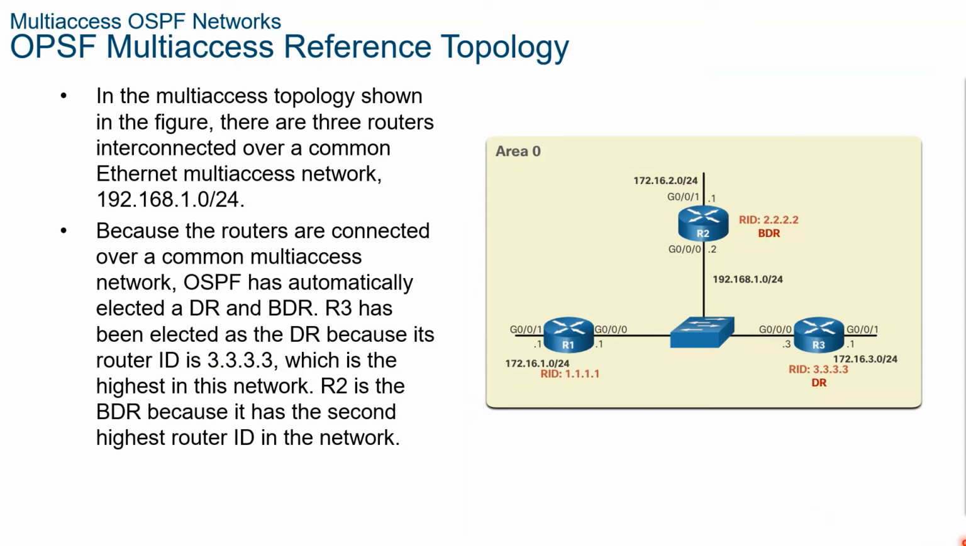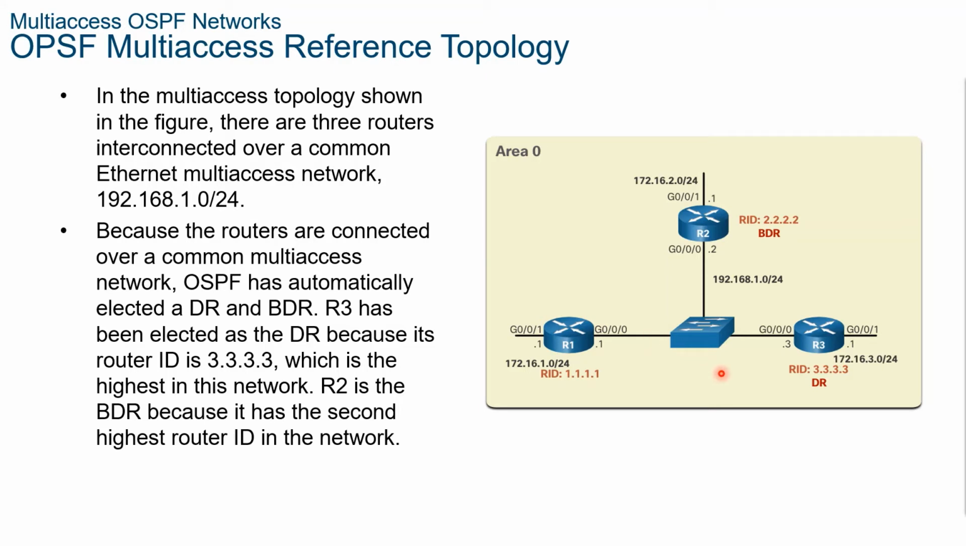OSPF multi-access reference topology. Let's use the multi-access topology shown in the figure. There are 3 routers interconnected over a common Ethernet multi-access network, 192.168.1.0, which is /24. Each router is configured with the indicated IPv4 address on the Gigabit Ethernet 0/0 interface. Because the routers are connected over a common multi-access network, OSPF has automatically elected a DR and a BDR. In this example, R3 has been elected as the DR.